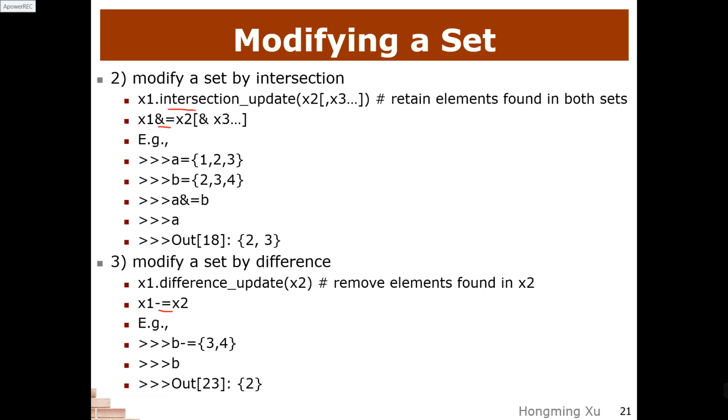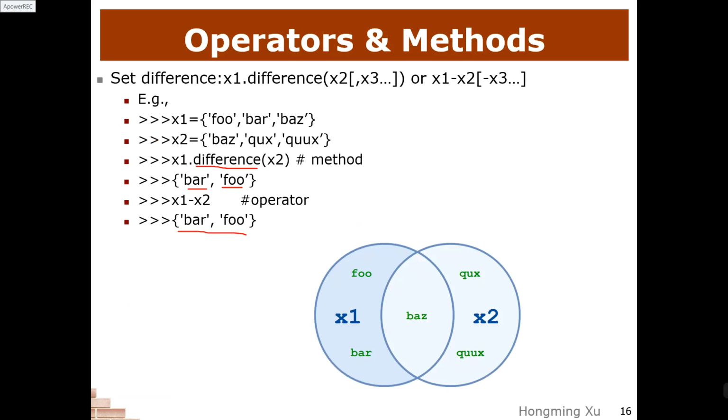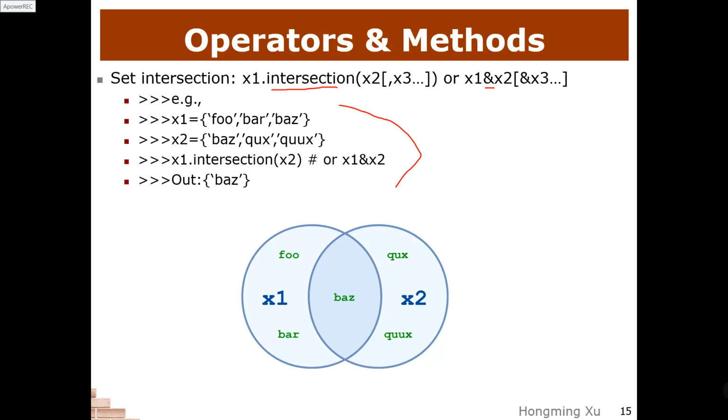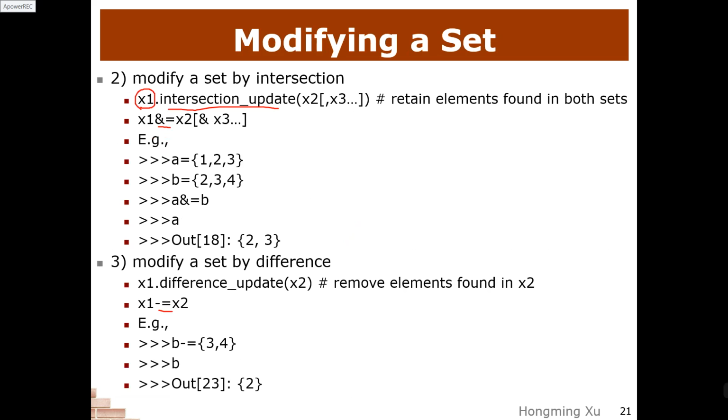When we use the intersection update function, the set x1 will be updated based on this operation. But in our previous slide, we saw the set operation, where x1 is not changed. For example, if you want to compute the intersection between x1 and x2, the output is this one, but x1 is not changed. So that's why we call this modifying a set.